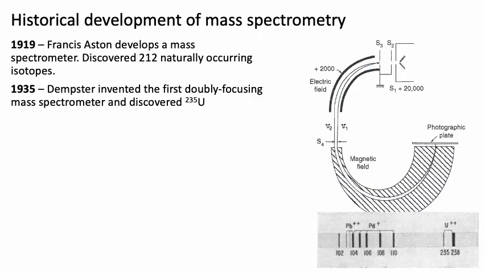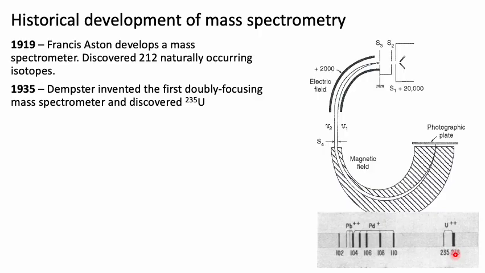But the real huge breakthrough with Dempster was that he developed the first doubly focused mass spectrometer. And I'll talk in detail about what it means to doubly focus. But what he did is he combined a magnetic field part with an electric field part. And the electric field makes sure that all of the ions come through at the same speed, so that when they get into the magnetic field, they're all deflected in a uniform way. And then they hit a photoplate, and what he was able to discover was uranium-235.